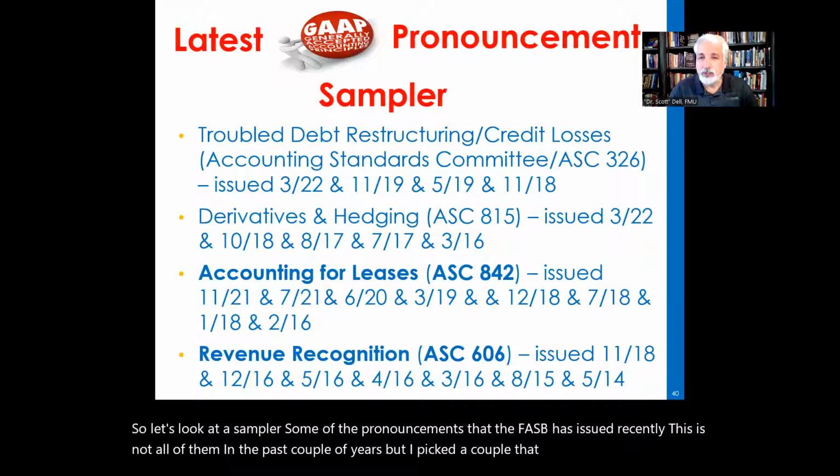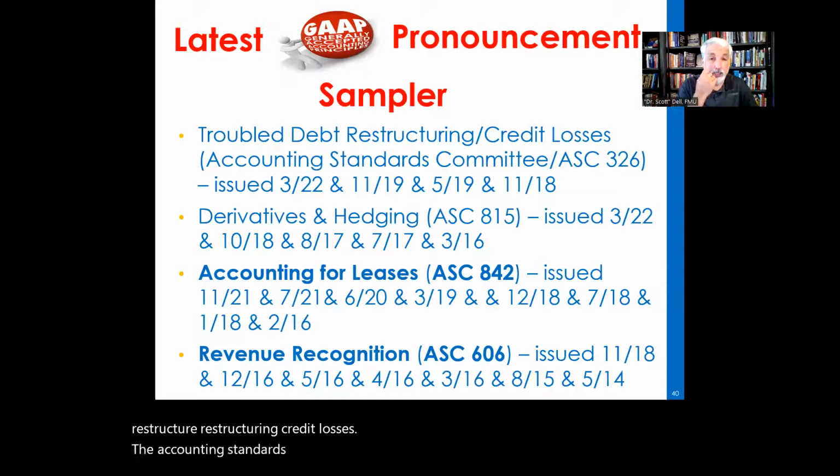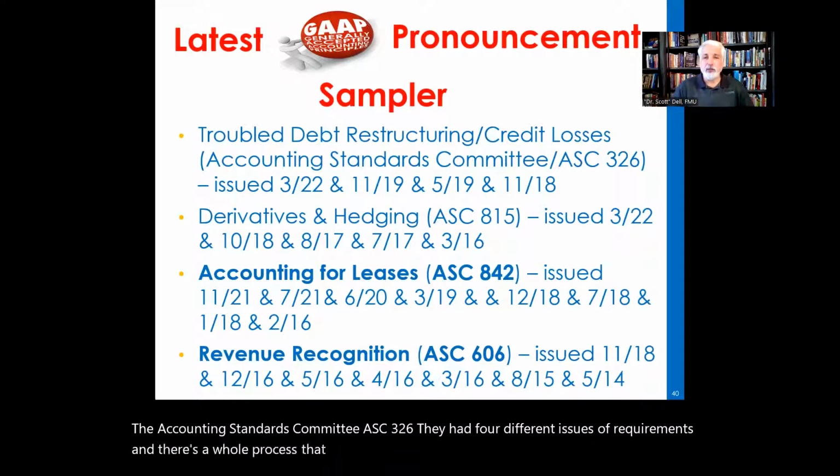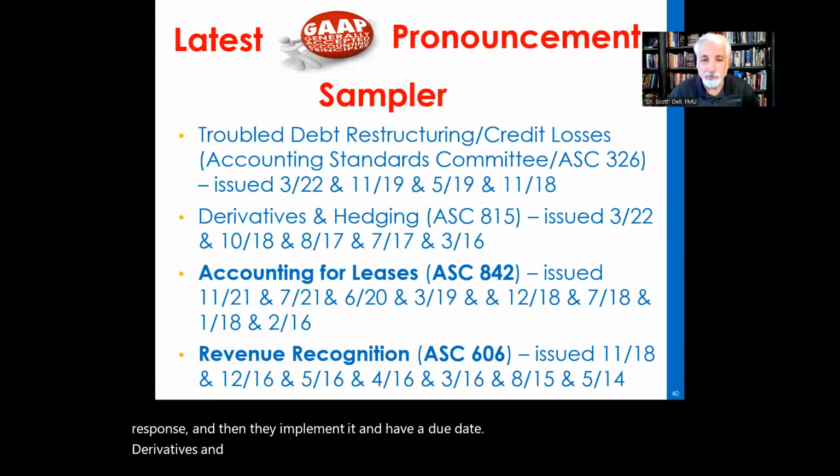debt restructuring, credit losses. The Accounting Standards Codification, ASC 326, they had 4 different issues of requirements, and there's a whole process. They go up for review, they create it, they review it, get a public response, and then they implement it and have a due date. Derivatives and hedging. You've heard some things about derivatives and financial instruments.